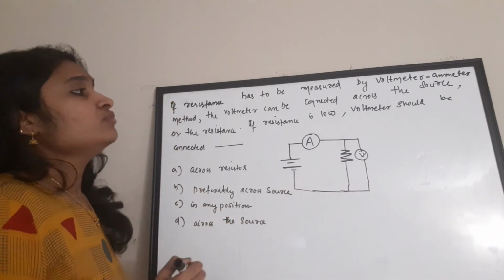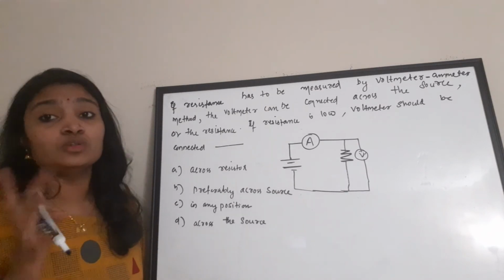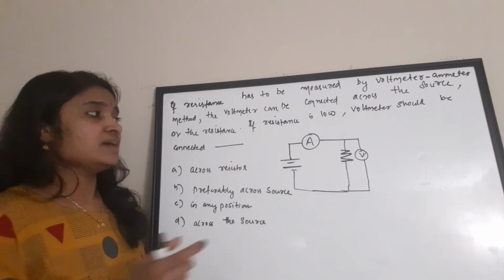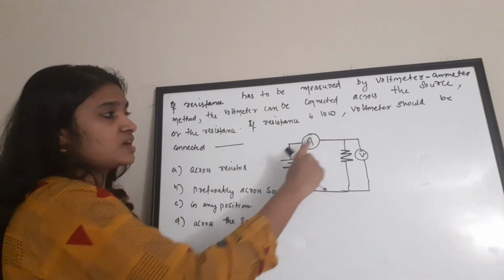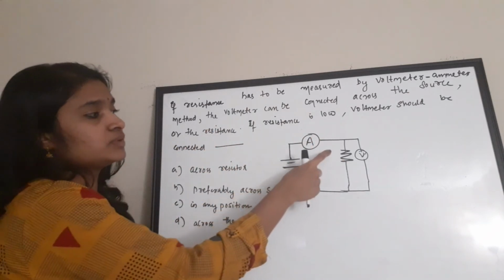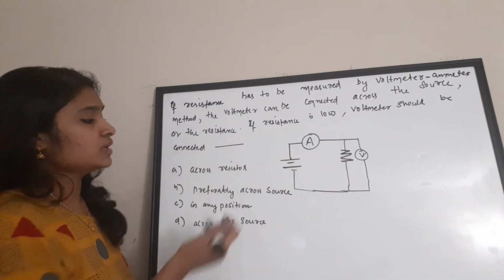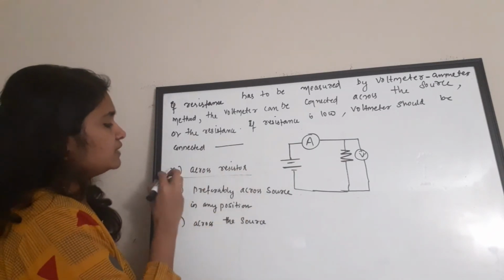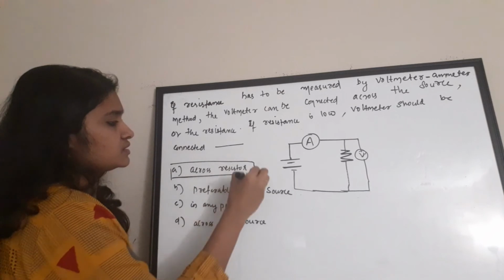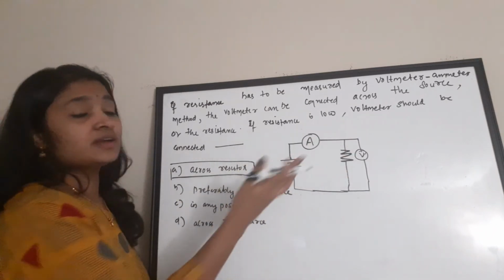So here we are using a resistor which has a low resistance value. So we have to connect the voltmeter across the resistor. So the correct answer is option A, which is across the resistor. So this is the voltmeter ammeter method.